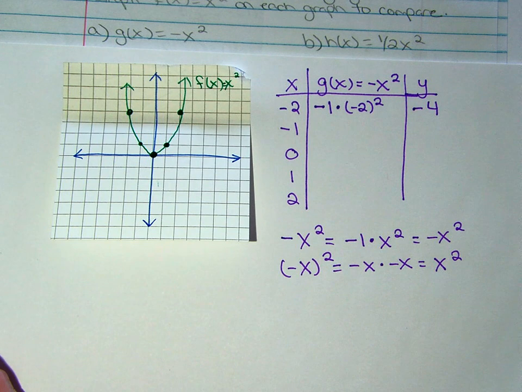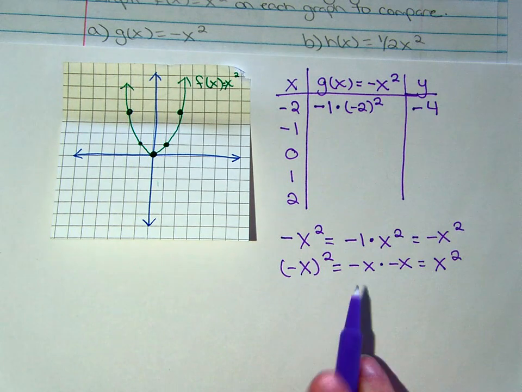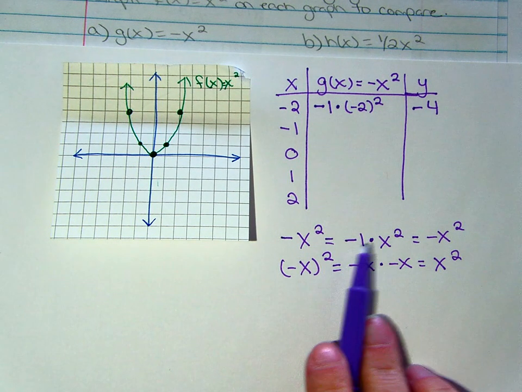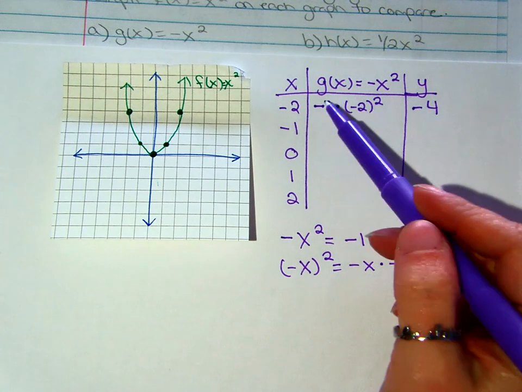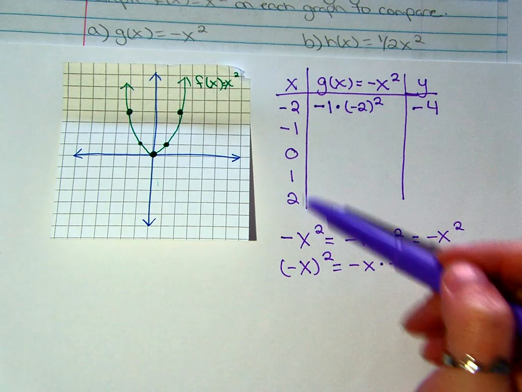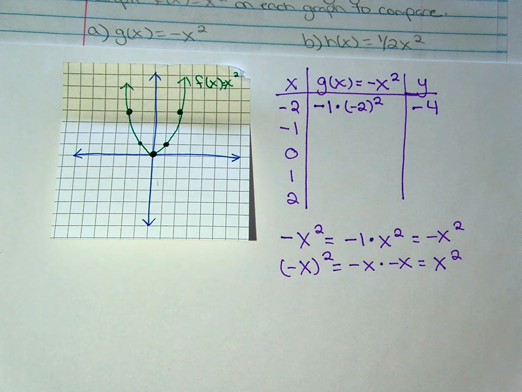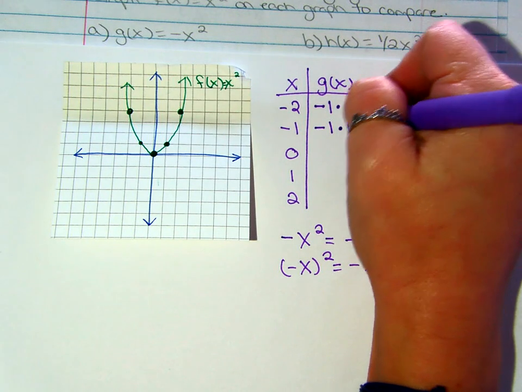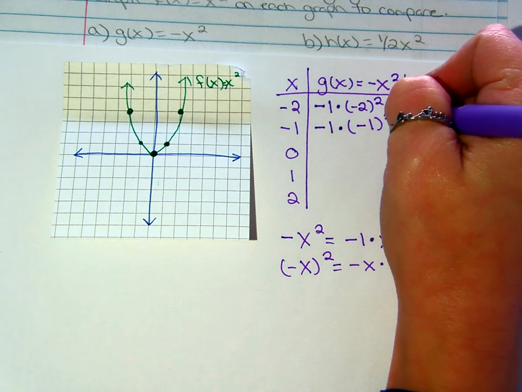Where'd you get the negative 1 from? From the negative right out in front of the x squared. It's down here. Negative x squared with no parentheses is the same thing as negative 1 times x squared. And so I kept it split whenever I do this middle part of my table, just so I don't accidentally drop that negative somewhere. So I'm going to do that on all of these. Negative 1 times whatever my x value is squared. Negative 1 squared is 1, times the negative 1 is negative 1.